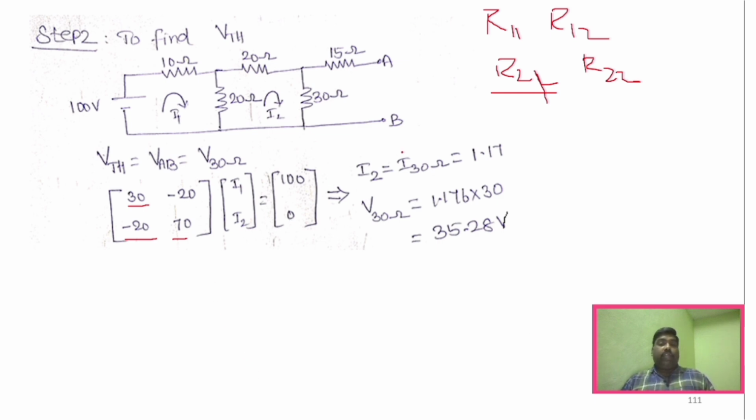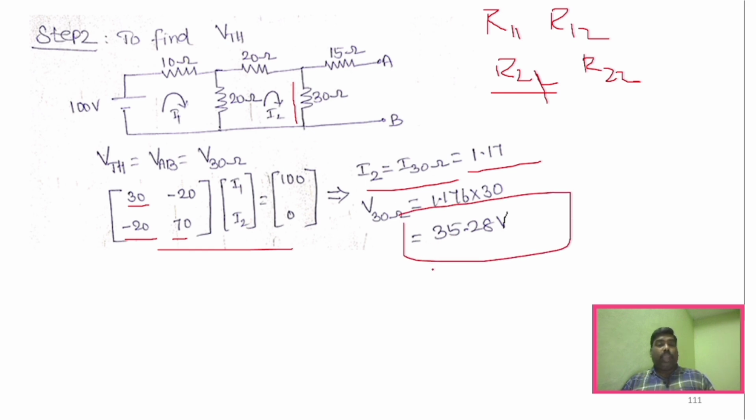Now we need to find out the voltage across this particular resistor, right? So we need only I2 because this is the current which is flowing through this particular resistor. So the I2 value is 1.17, which is obtained through solving this particular expression, right? And then we have multiplied that current with this particular resistor, so we have obtained the voltage as 35.328. And now we need to find out RTH.